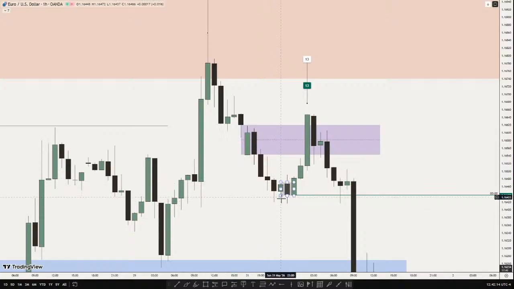Then it created an inside bar, and the next candle could not break above or below the inside bar. So these two candles are considered consolidation, which I have marked in gray. This is a range. So this is 10, this will also be 10, this will also be 10, and this is the 11th. So 11th, 12th, and 13th.